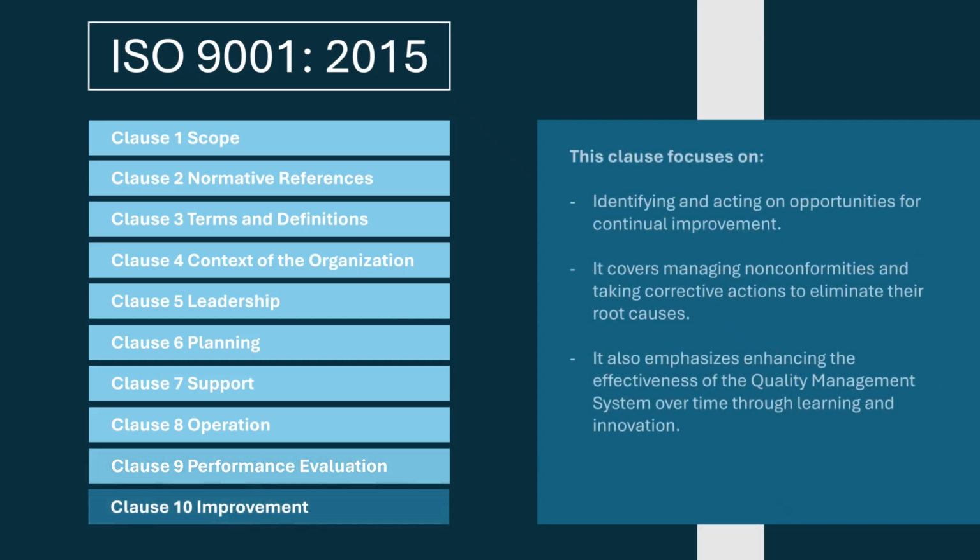The final clause is Clause 10, Improvement, which focuses on identifying and acting on opportunities for continual improvement. It covers managing nonconformities and taking corrective actions to eliminate their root causes. The clause also emphasizes enhancing the effectiveness of the quality management system over time through learning and innovation.